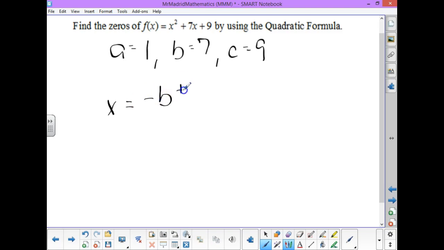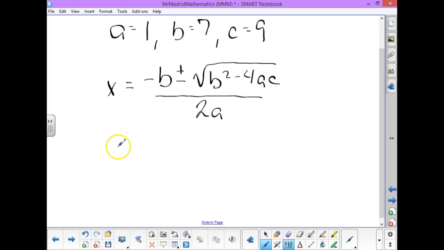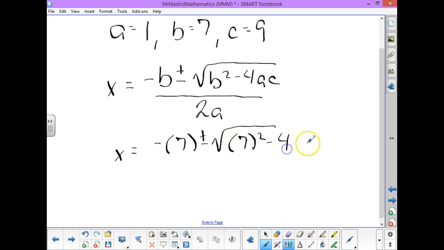Yes, write it over and over. Why? Because it'll just set into your head. Negative b plus or minus the square root of b squared minus 4ac, all over 2a. So now with the formula, this becomes really a substitution game. So that means I have negative b plus or minus the square root of b squared, 7 squared, minus 4ac.